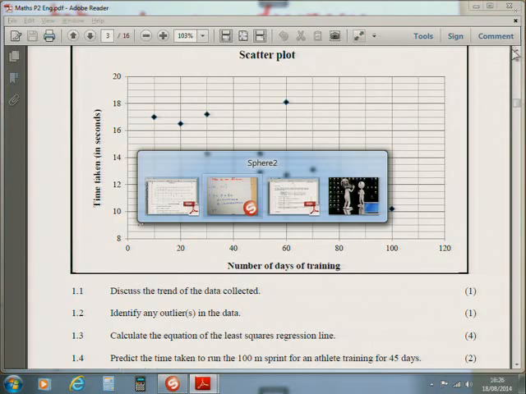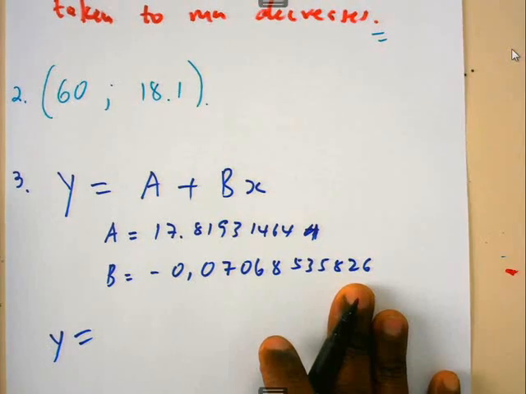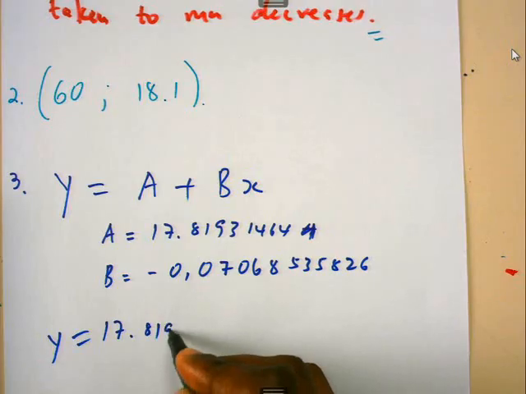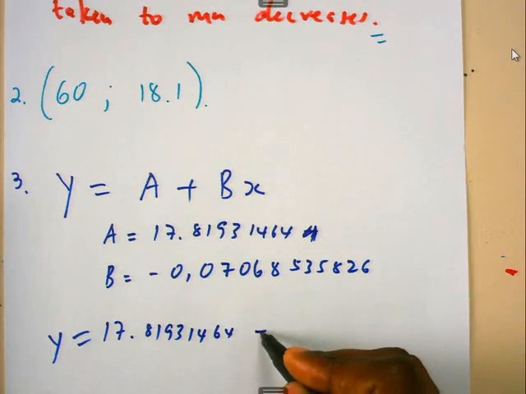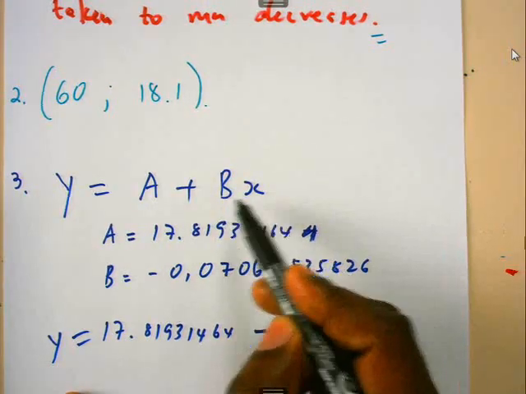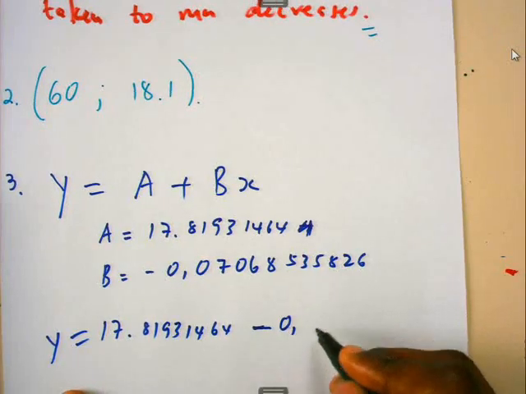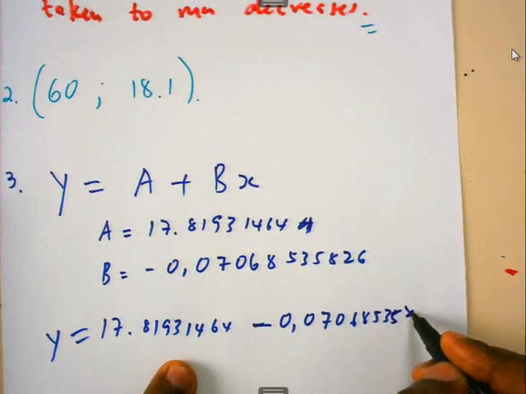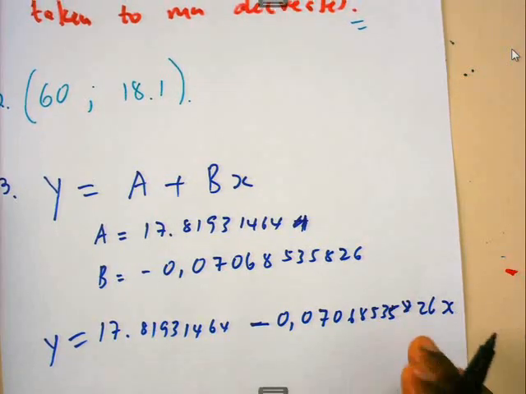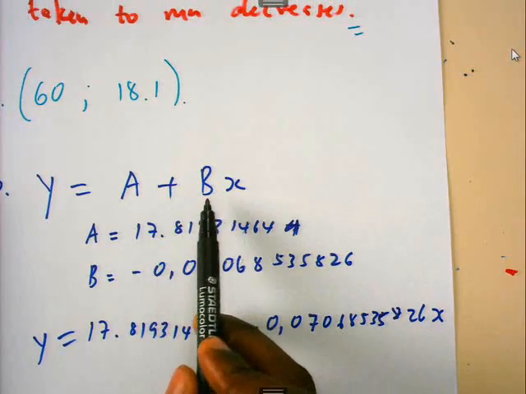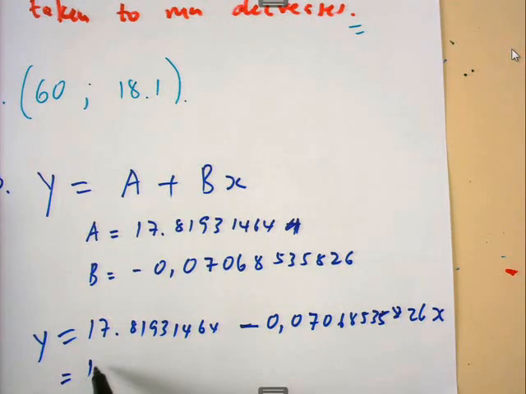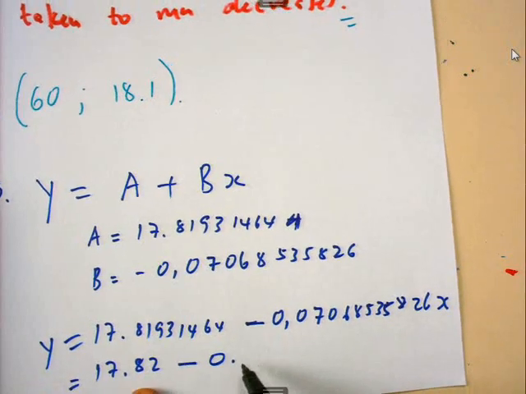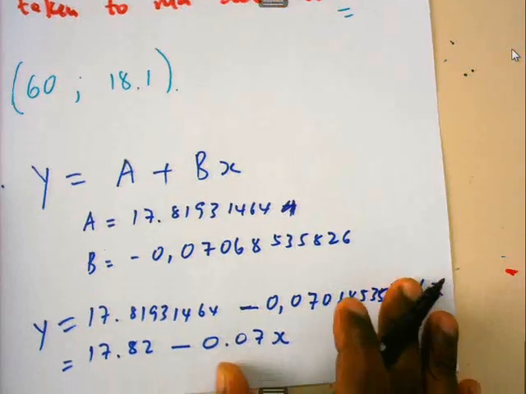Calculate the equation. This is the value of B from the calculator, the value of A from the calculator. The equation: 17.81931464 minus, you remember it is supposed to be plus BX, but B here is negative, so minus 0.07068535826x. Do you remember that? A plus BX. Good. Now the equation corrected to 2 decimal places: 17.82 minus 0.07x. That becomes the equation.